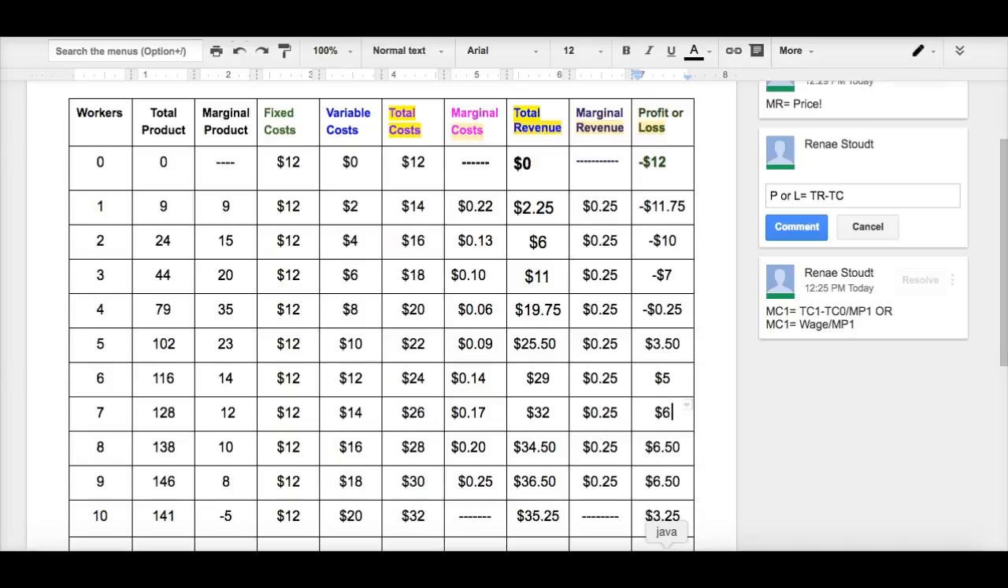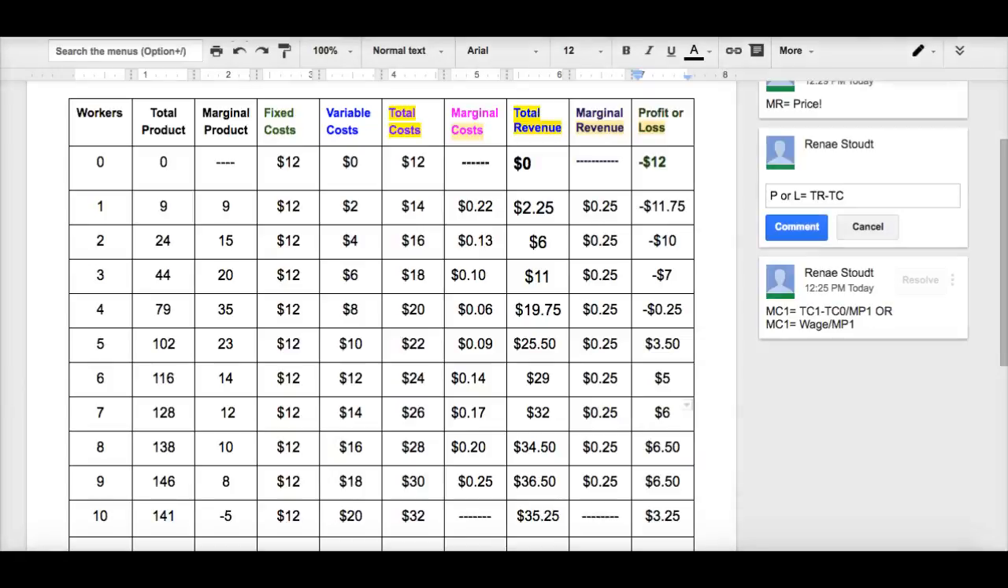So hopefully you're seeing in your notes, the break-even point is where the total revenue and total costs are exactly the same. So if that's the case, in the profit or loss column, you would see a point where it is exactly 0. We don't see that. So what does that mean? Does that mean we don't have a break-even point? No, we do.